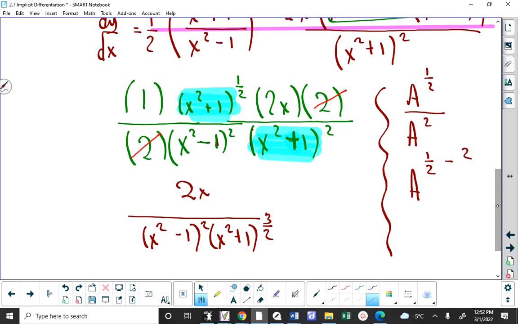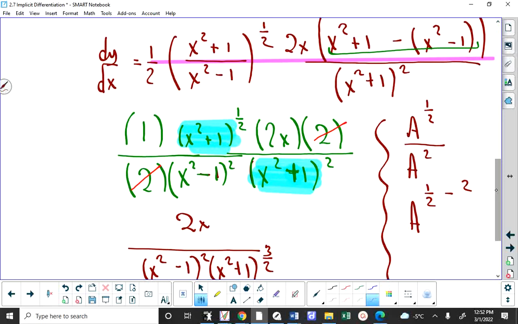Oh, yeah. Thank you. This half was being distributed in here. Don't know what happened there. It should be to the half, definitely.